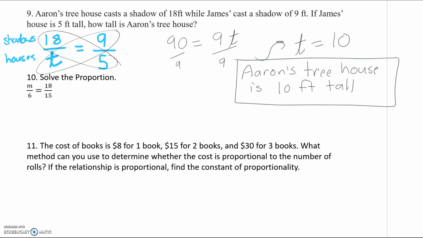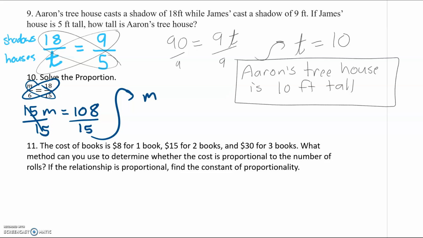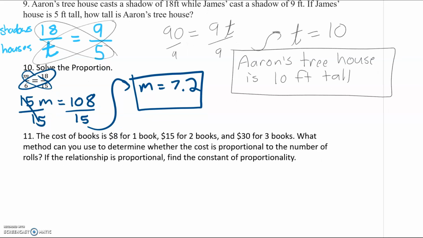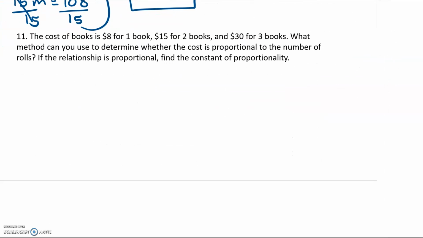All right, question number 10. Solve the proportion. So this is just a regular old proportion. So we get 15m as we cross multiply. 6 times 18 gives us 108. And we divide both sides by 15 to isolate our m. So we have m equals 7.2. This one was not a real world problem, right? So we don't need to answer any kind of problem. We just write that.